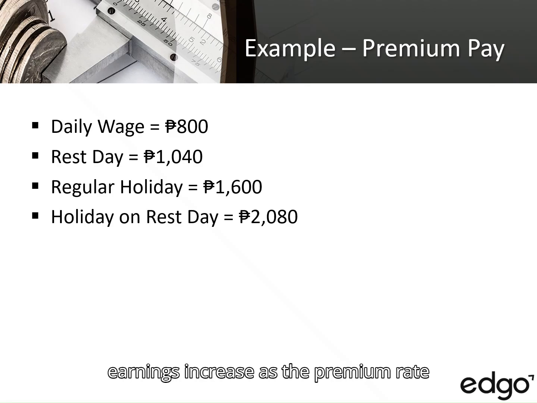Notice how earnings increase as the premium rate increases. These examples show how premium pay rewards employees who work under special conditions. Understanding these multipliers helps employees verify whether their compensation has been computed correctly. This concludes our discussion of salary conversions, hourly wages, overtime pay, and premium pay. In the next part of the lesson, we will learn about allowances, commissions, and piecework earnings.